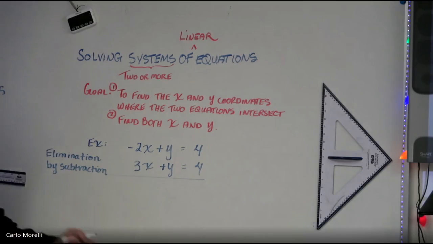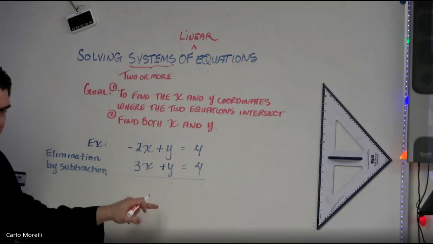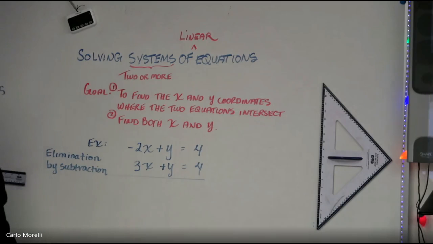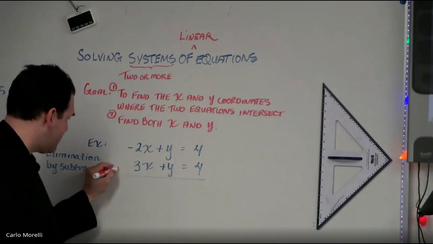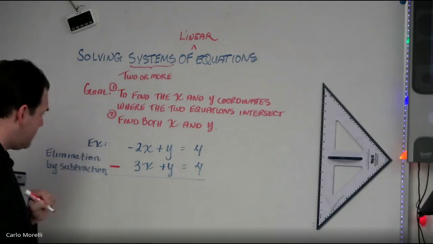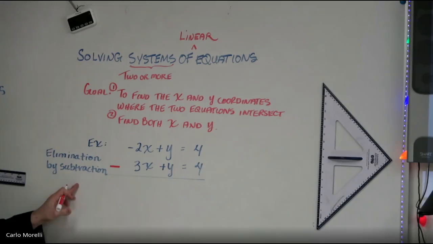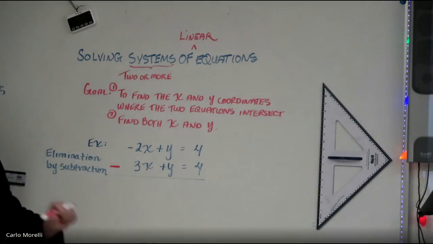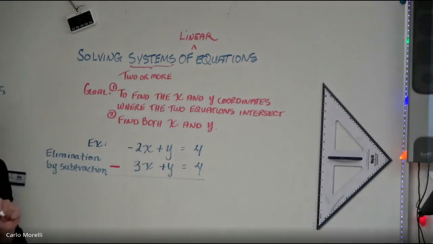Do you see if I subtract, y from y will go away completely? So that would be elimination of y. So I'm going to put a minus sign out here. You can do elimination by addition or subtraction. I'm choosing subtraction because if I say y minus y, then they eliminate, because they're additive inverses, they go to zero. So here's what we're going to do.